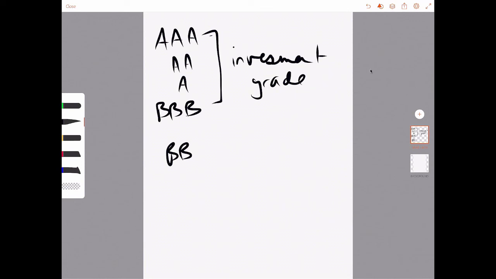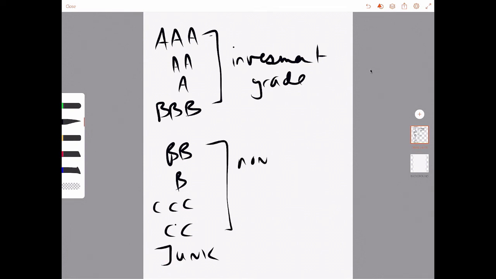There's BB, there's B, there's CCC, there's CC, and then there's what we call junk bonds. When you get down into these kinds of categories, these are non-investment grade. These are much higher risk bonds. Junk bonds are bonds that are issued by companies that are on the verge of going bankrupt.